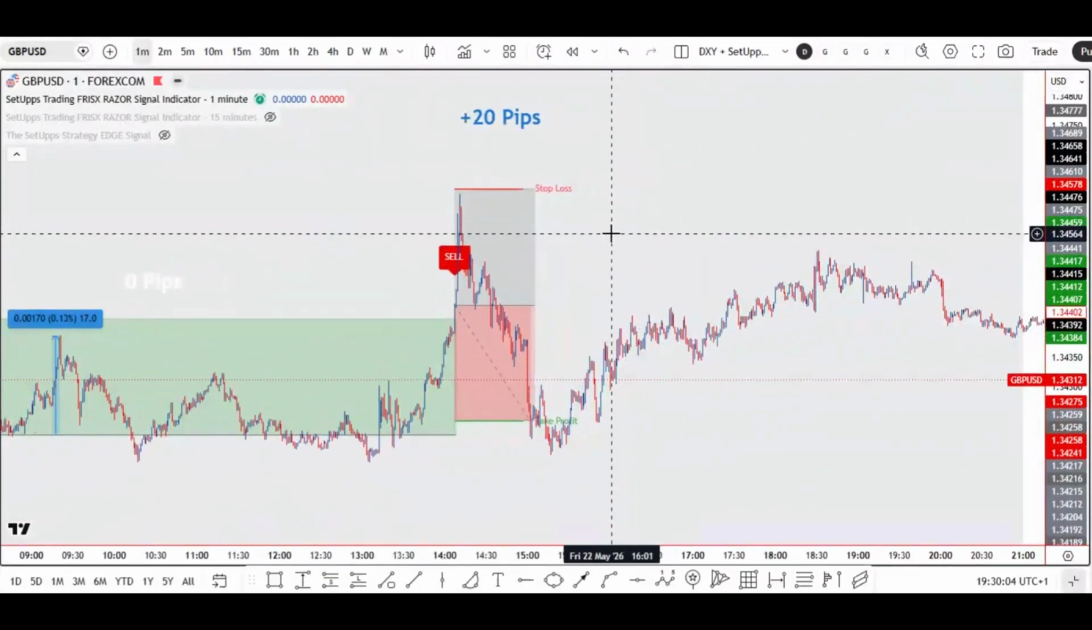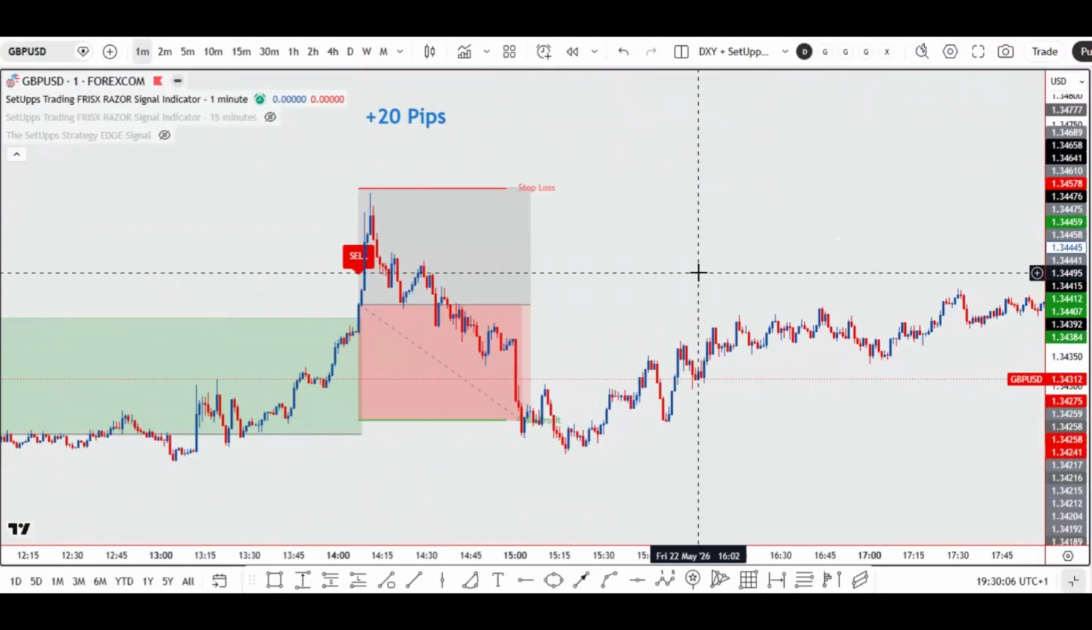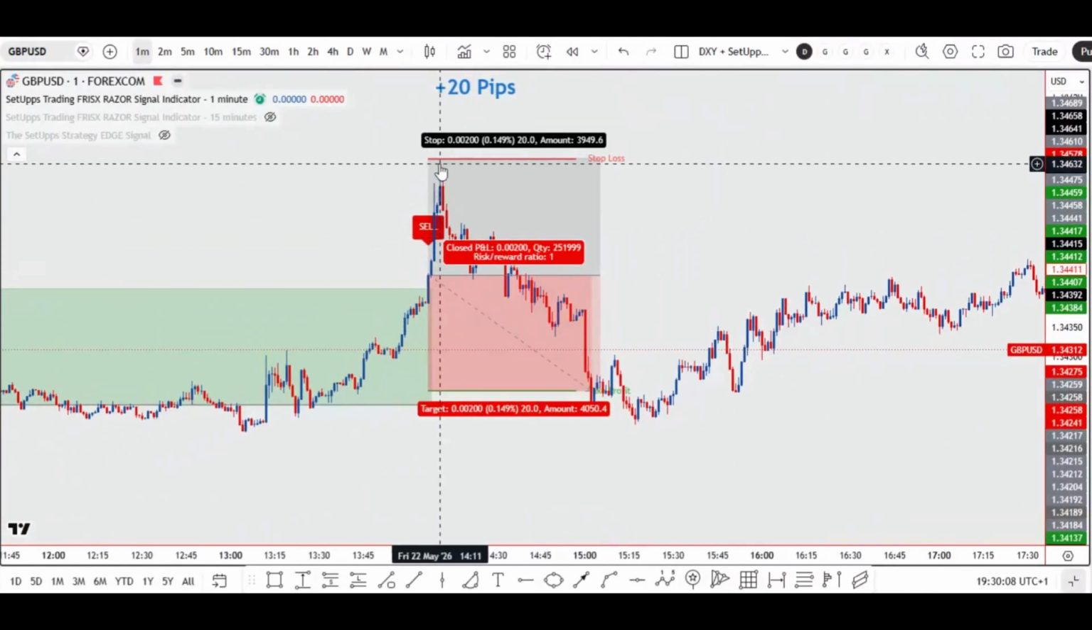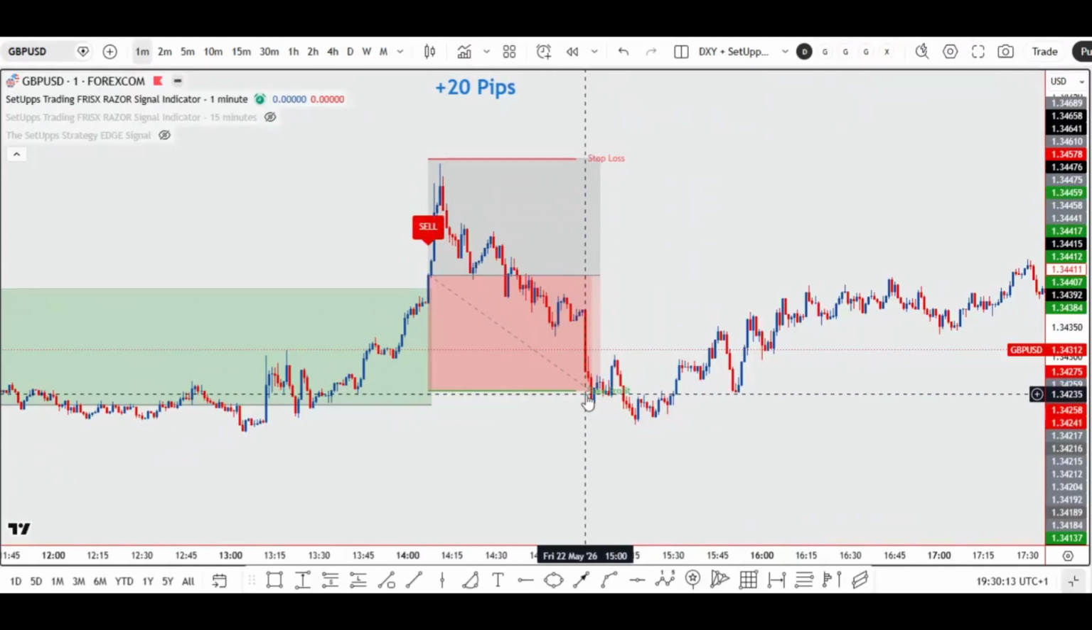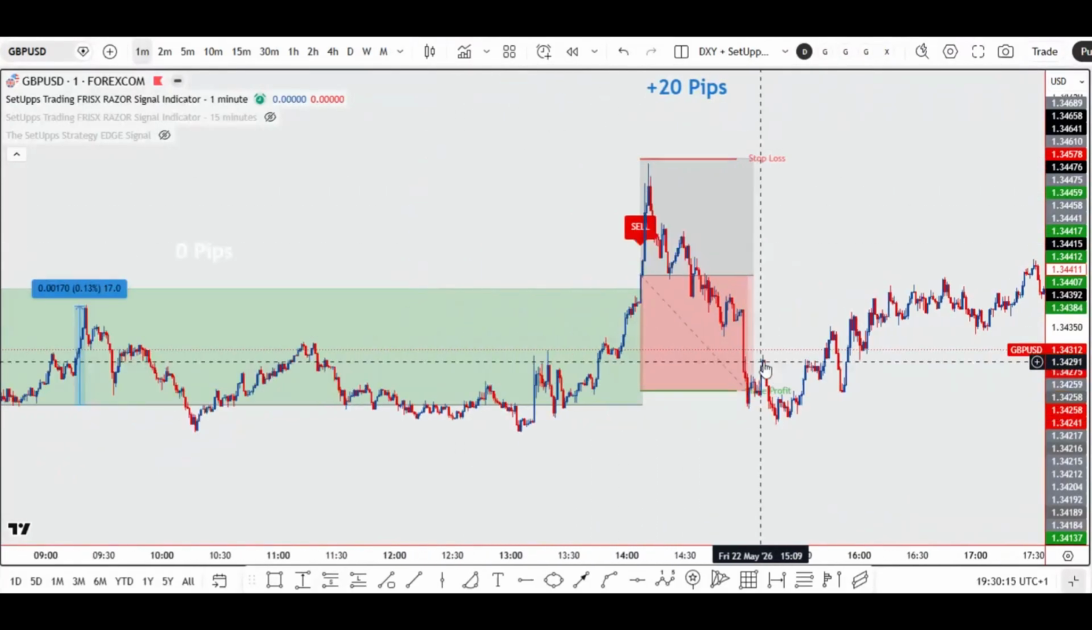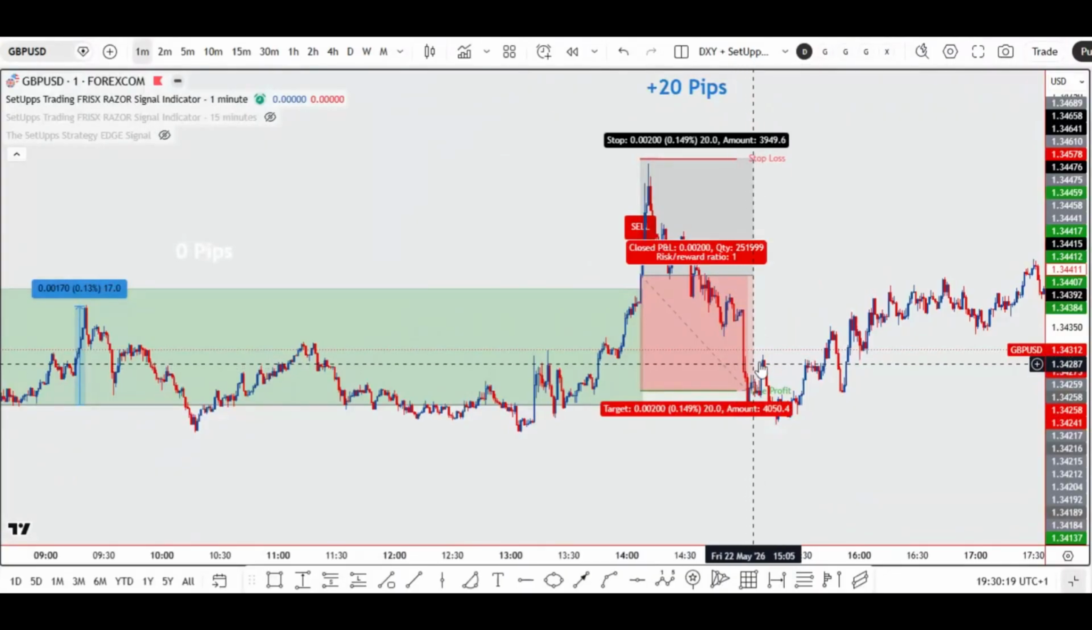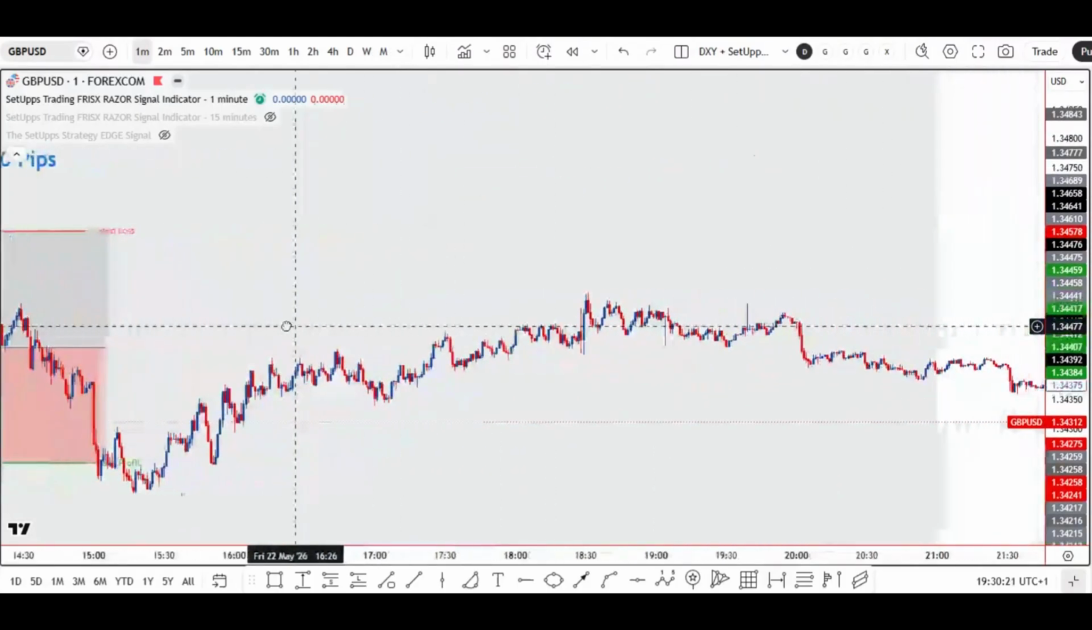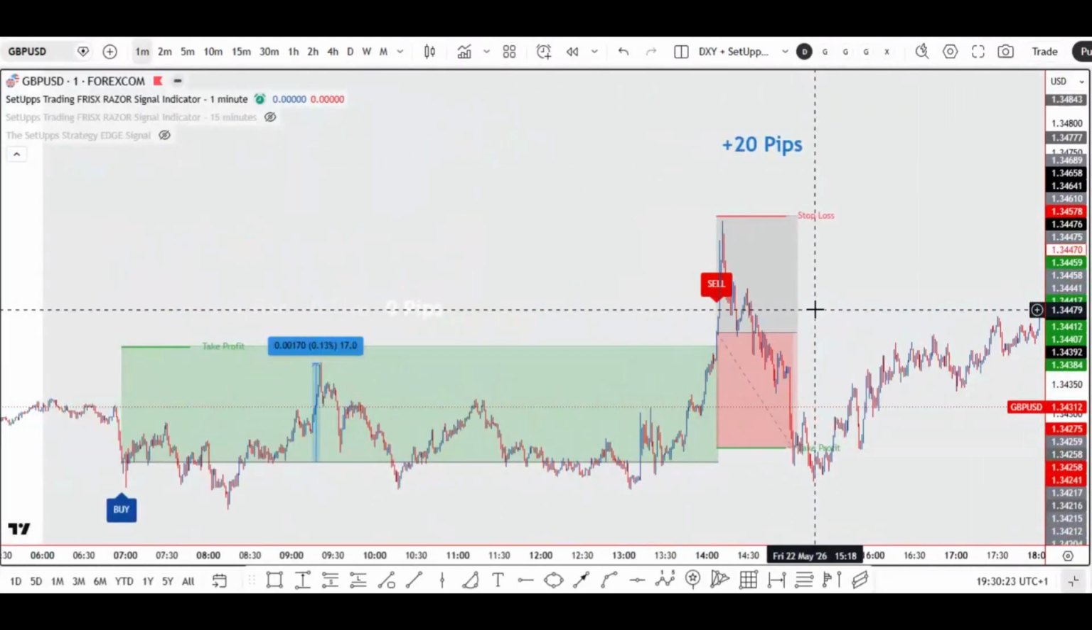That's fine. And then the next sell signal that got triggered nearly hit stop loss all the way up there, did not hit stop loss, came back down and hit TP. So that's 20 pips for that day. Friday, we have got 20 pips, so another 400.